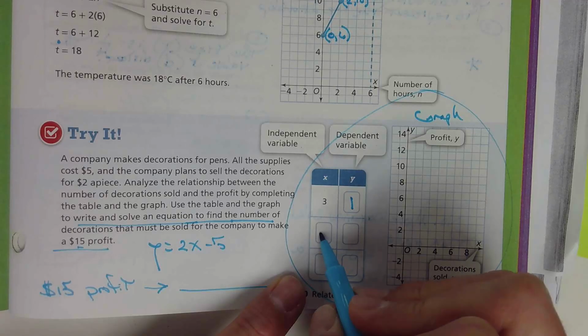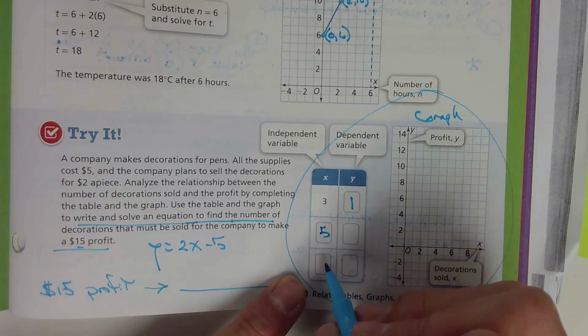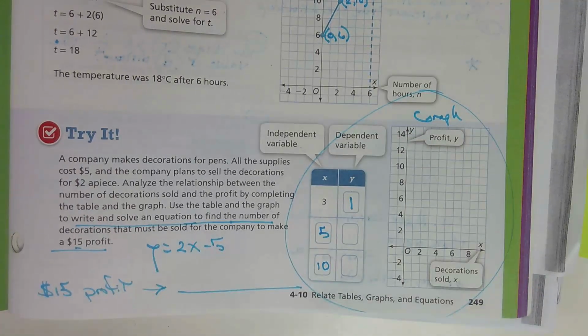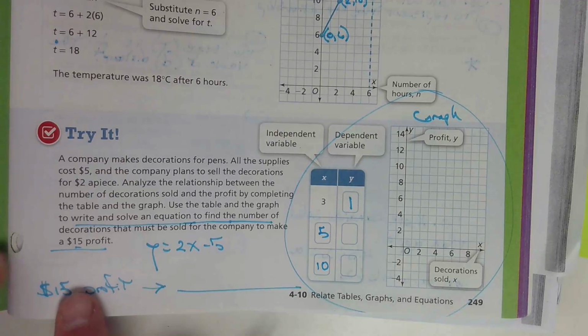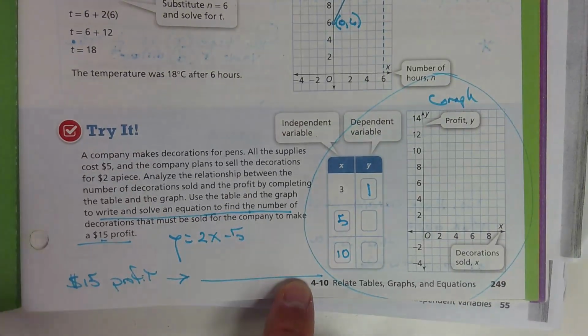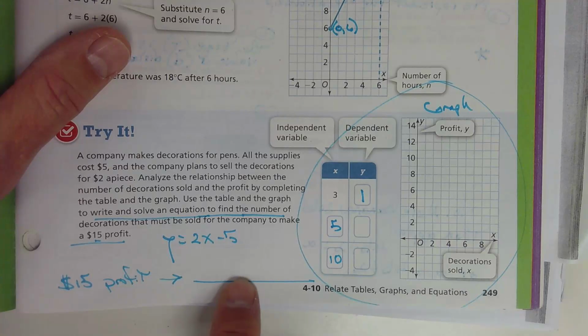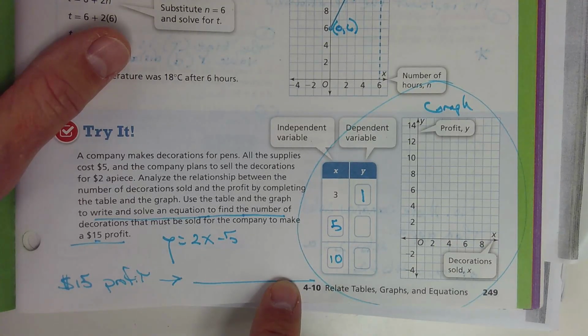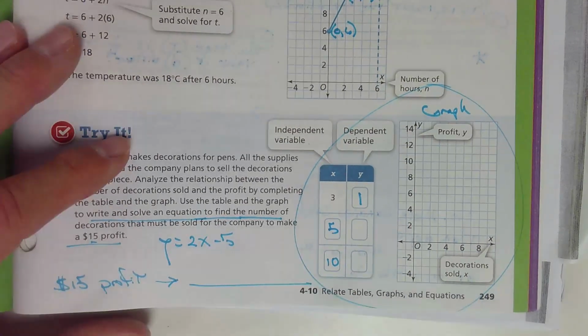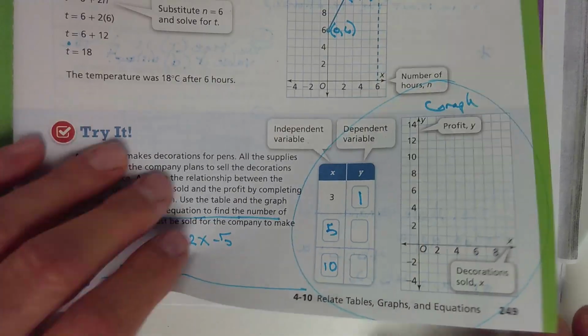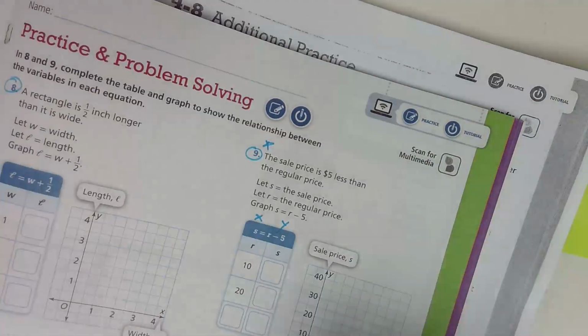How about if x is 5? What might you get? If x is 10, what might you get? But you're looking for a $15 profit, and when you have that, I want you to write the equation right there. All right? Okay, next page.